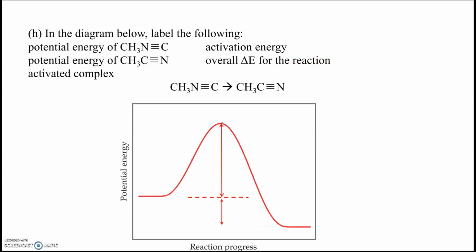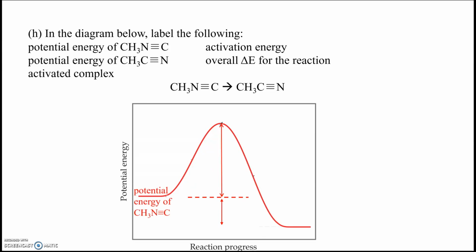So if we look at this particular diagram, we are changing CH3NC to CH3CN, and we need to label this diagram. What is going on with this diagram?